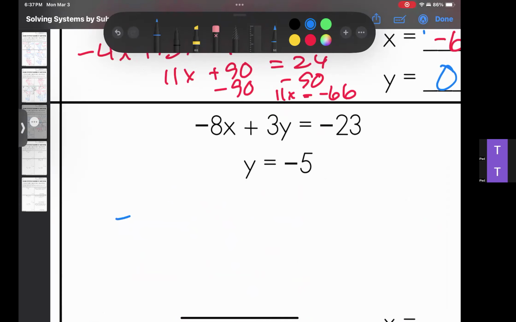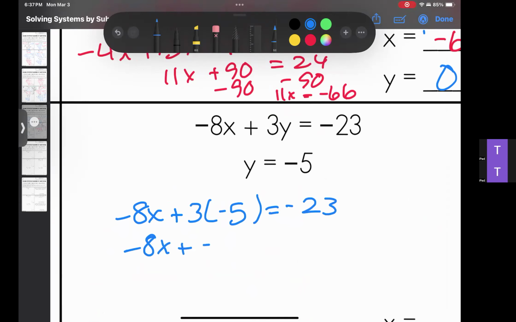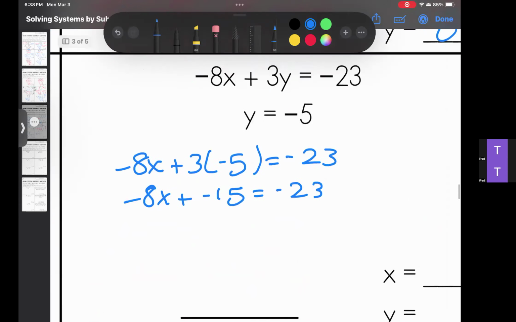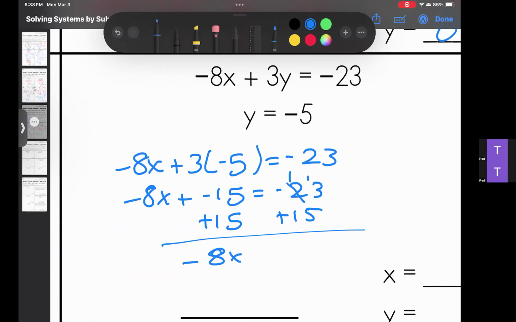All right, so this one we have y is equal to -5 equals -23. -8x plus -15. Watch your signs. Plus 15 plus 15. -8x. 13. 7 and 7 is 14. So 7 and 6 would be 5. And 8, 7. All right. So 8x is equal to 8. Divided by -8, x is equal to -1.